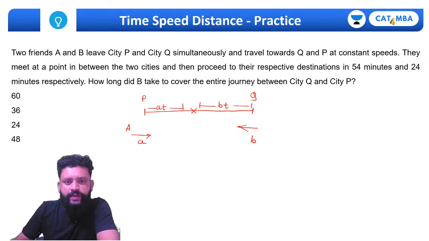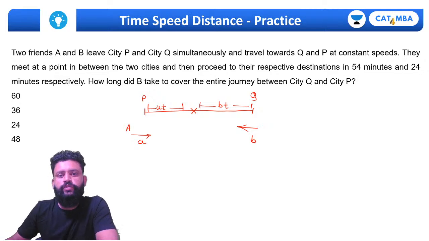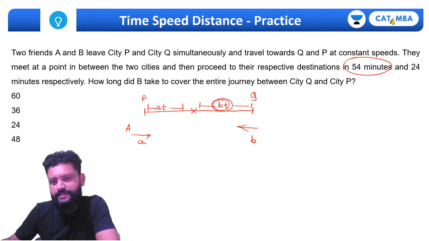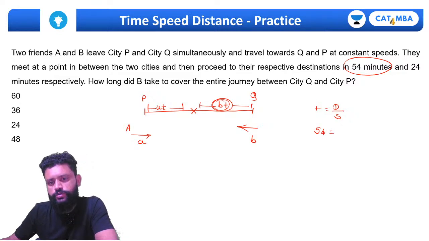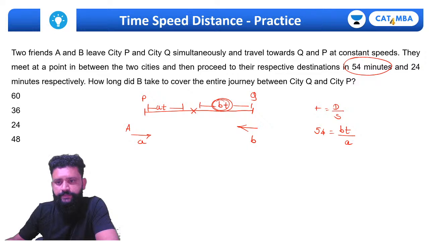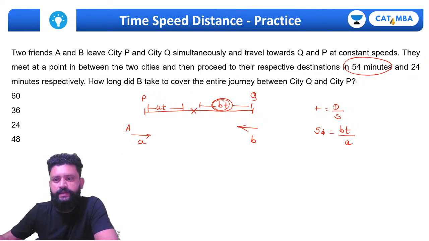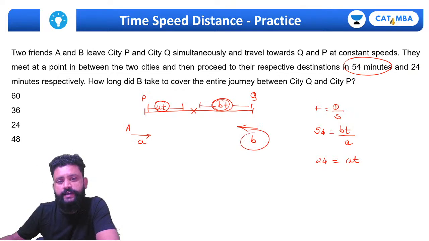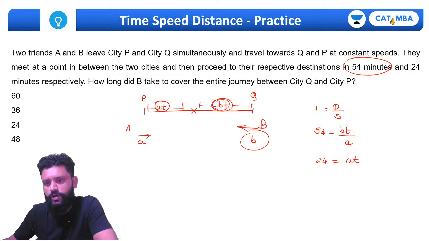After that we are given, for A it takes 54 minutes to travel this distance, so simply you can say time is distance upon speed. So that 54 minute must be equal to bt upon speed of A, and the same way this one 24 minute must be this distance at, और किसको ट्रैवल करना है, b को ट्रैवल करना है, and b speed is small b.